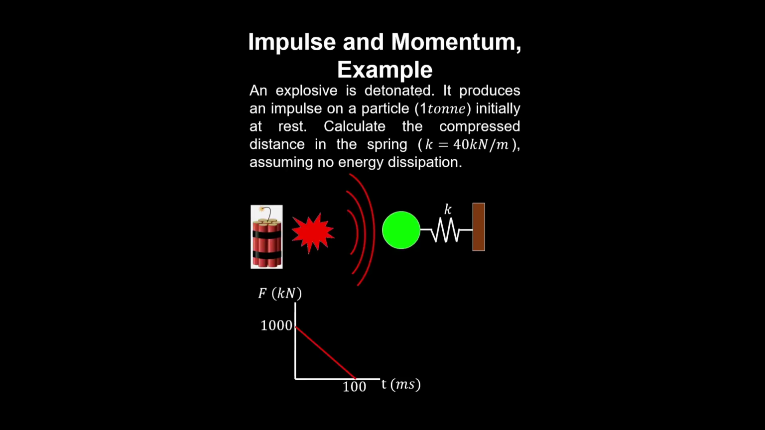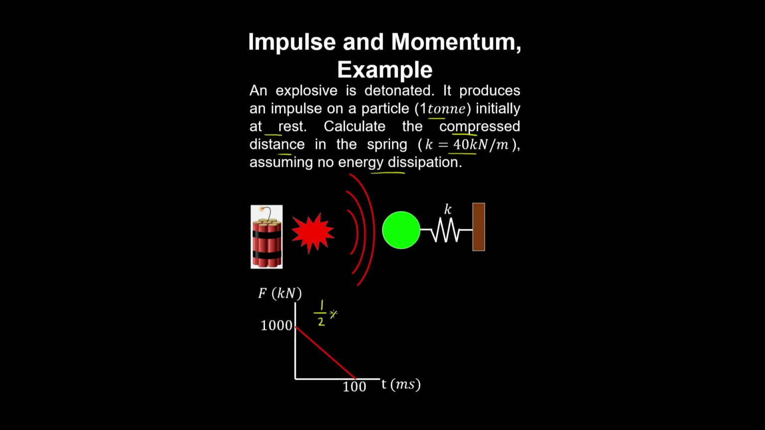An explosive is detonated and it produces an impulse on a particle weighing 1 ton, which is initially at rest. And we're asked to calculate the compressed distance in the spring, which has the following stiffness, assuming no energy is dissipated.